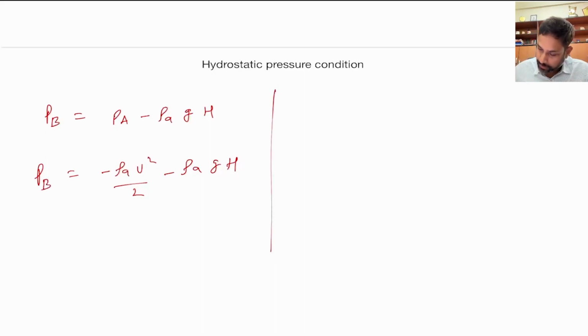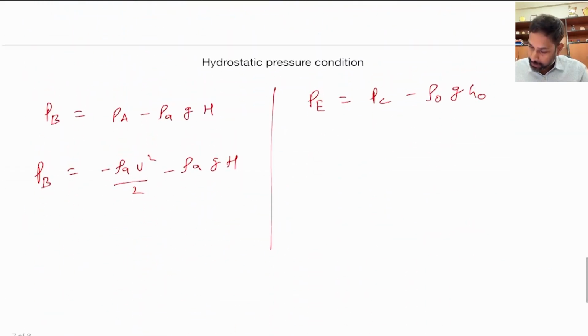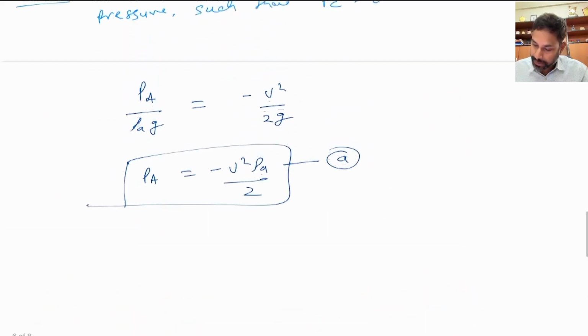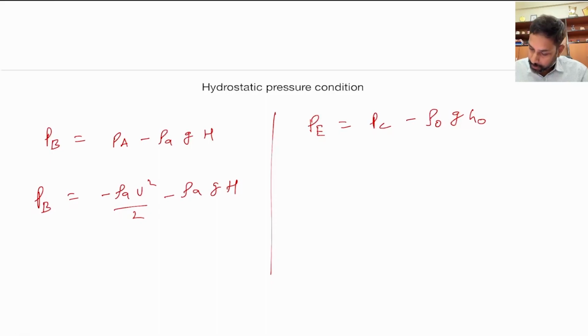Likewise, pressure at point E will be PC minus rho naught g H naught. If we go up here, that's point E, and to find pressure at point E, it must be PC minus rho naught g H naught. Remember that PC is assumed to be 0 here, and that is why PE simply will be equal to minus rho naught g H naught.